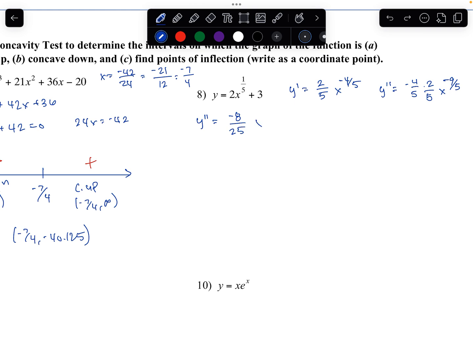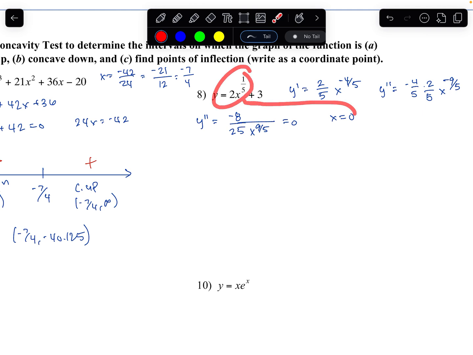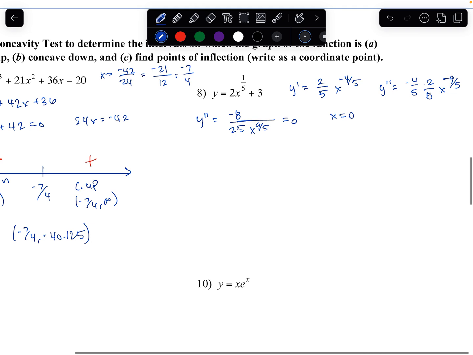X, I'm going to put that in the denominator, x to the 9/5. Set that equal to 0. So the only point of inflection could occur at x equals 0. But the function is still defined at x equals 0, and so it's likely going to be some sort of a cusp or corner or something like that, I would imagine.